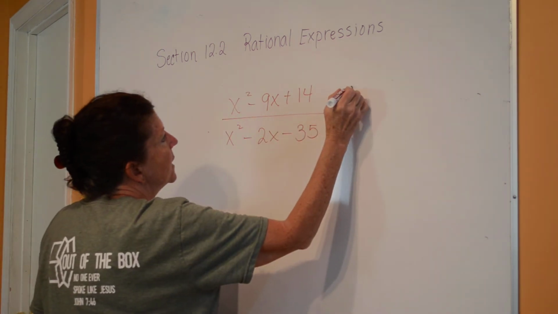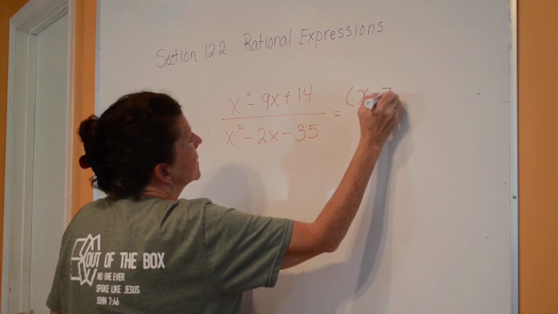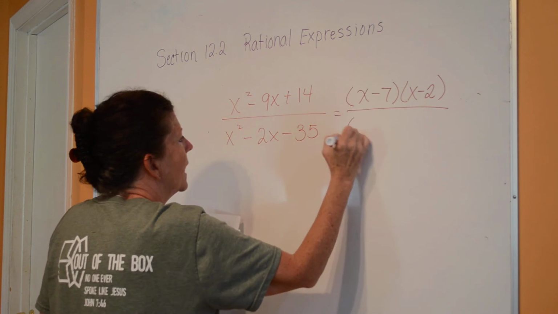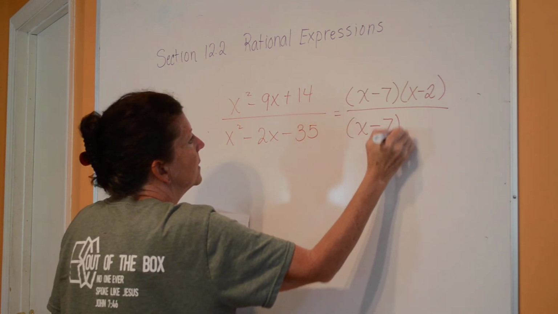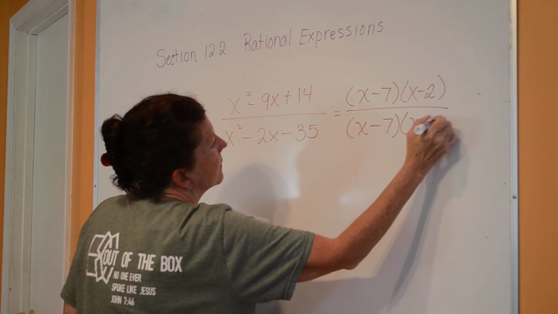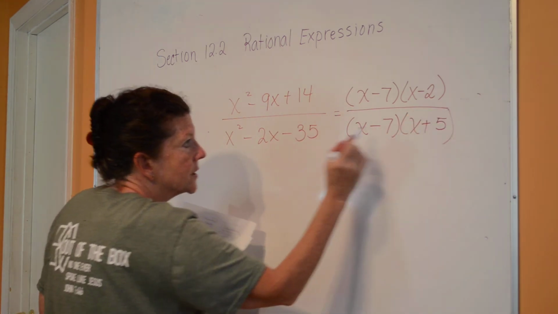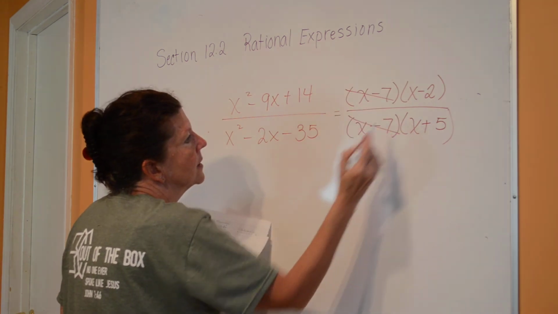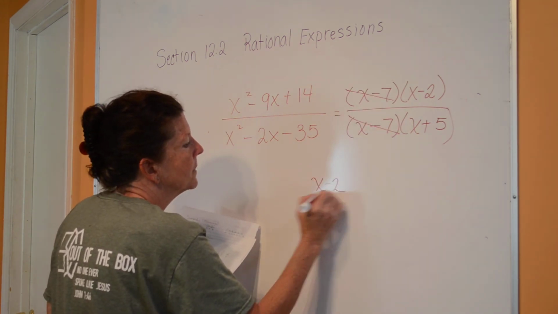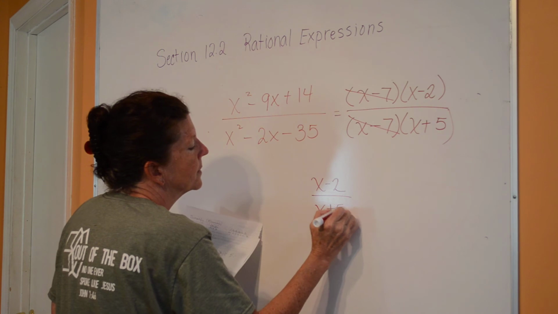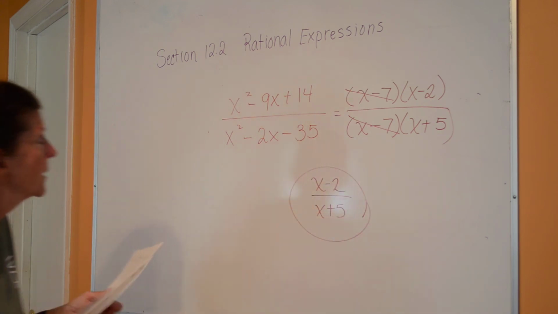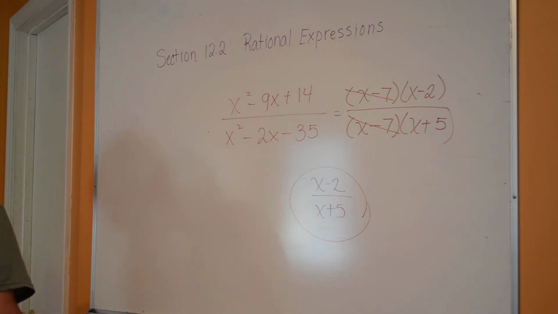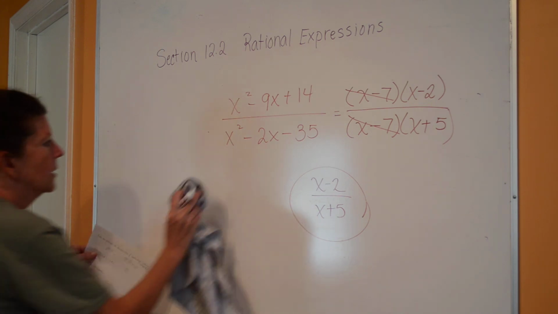All right, when I factor this, I have x minus 7 and x minus 2. I have x minus 7 and x plus 5. So notice what can be marked out is that x minus 7. It completely matches. So my final answer is x minus 2 over x plus 5. And that's what that expression simplifies down to. All right, let's go forward.